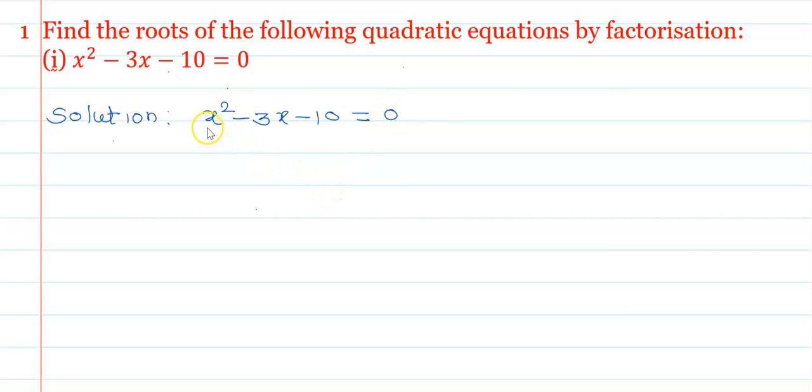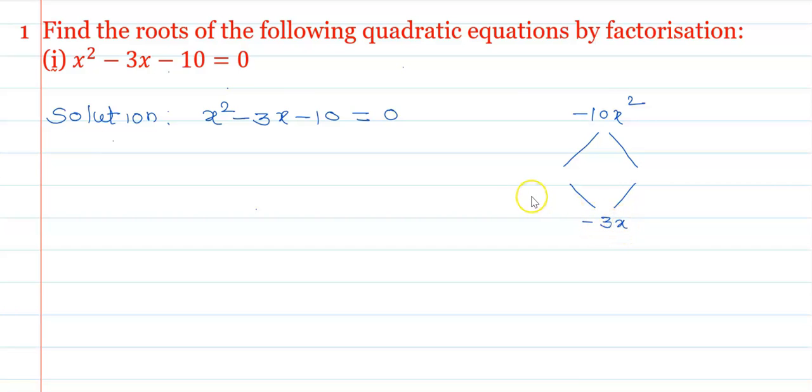Now the coefficient of x square is 1 and the constant term is minus 10. Therefore their multiplication, x square into minus 10, is minus 10x square. Okay. What is the method to solve this type of quadratic equation? Multiply the first term and the last term. And next, the middle term is minus 3x.